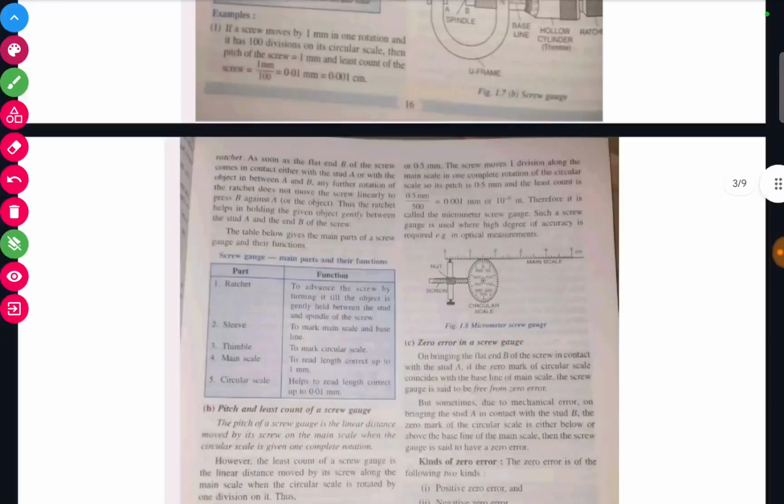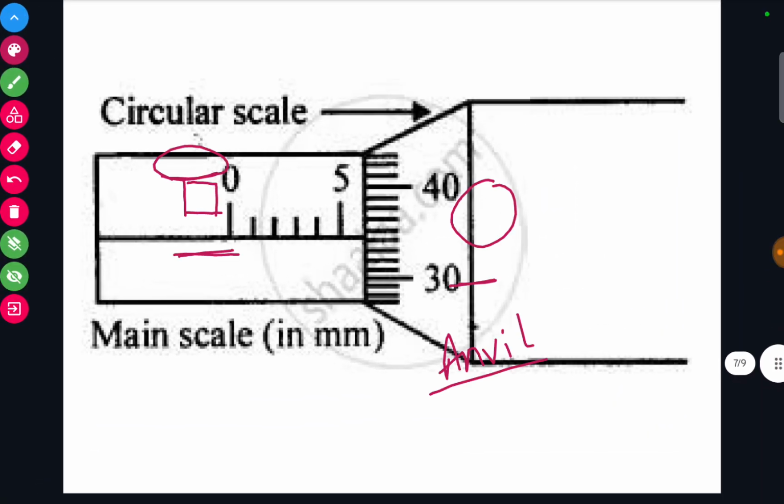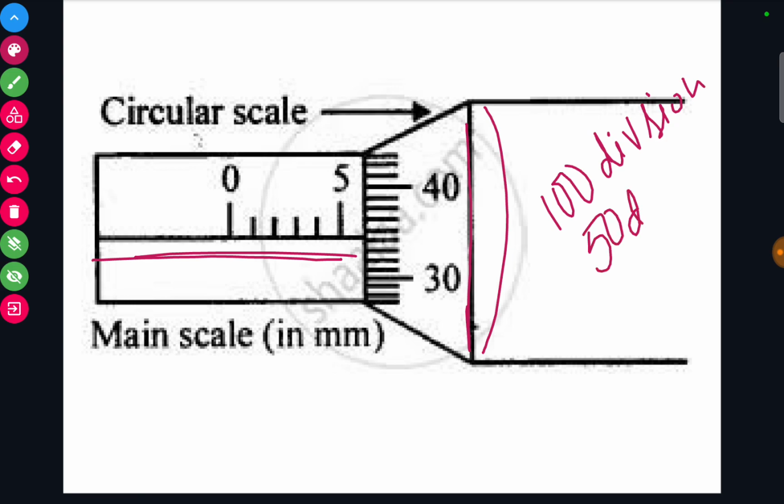Let me show another picture. This is the main scale, and there is a circular scale. This is the circular scale division, and we can rotate this circular scale. In general there are a total of 100 divisions in the circular scale. You can see over here it is written 30, then 40. In this way there are a total of 100 divisions. In some cases there are also 50 divisions, that varies, but in general there are 100 divisions.